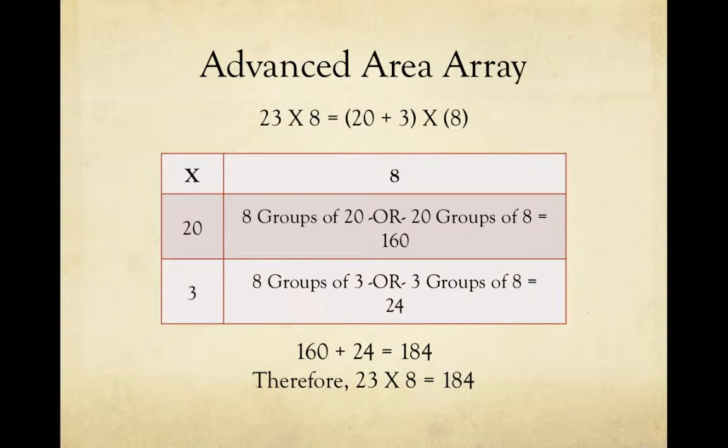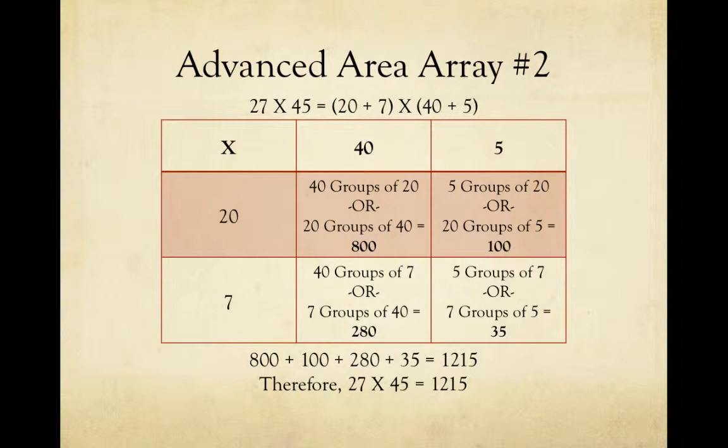For example, with 8 times 20, we have either 8 groups of 20 or 20 groups of 8, which equals 160. And then we have 3 times 8, so 8 groups of 3 or 3 groups of 8 to equal 24. We will then add up our partial products found in the cells of our area array. 160 plus 24 equals 184. Therefore, 23 times 8 equals 184.